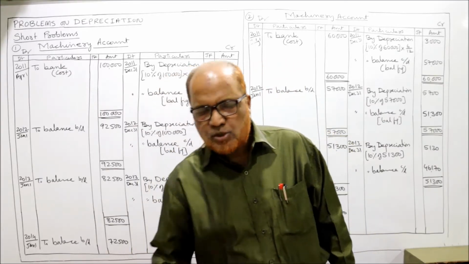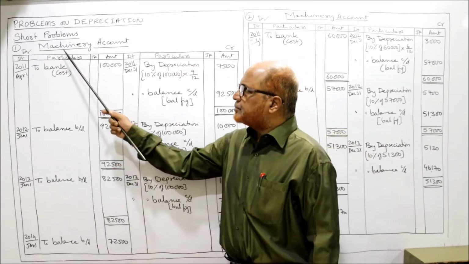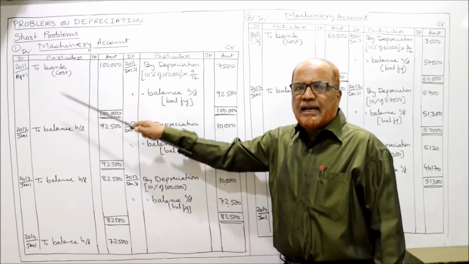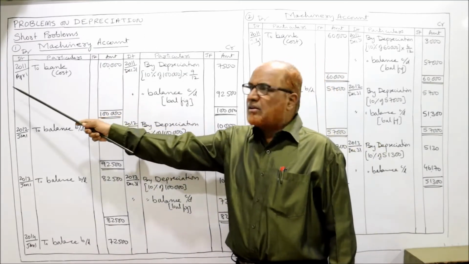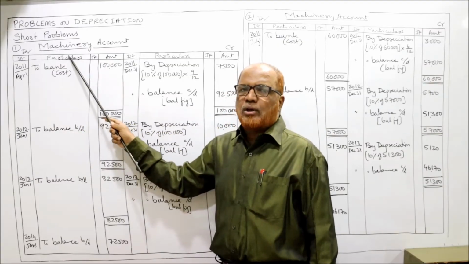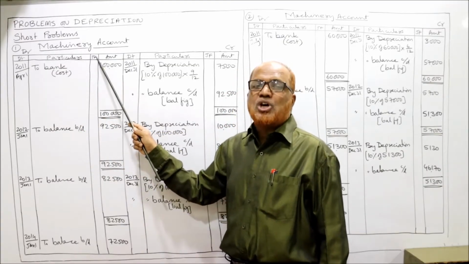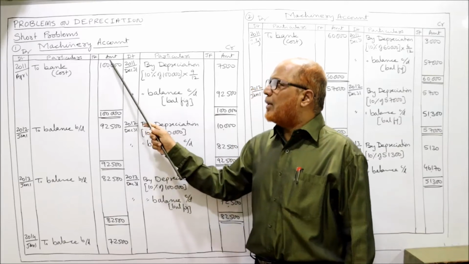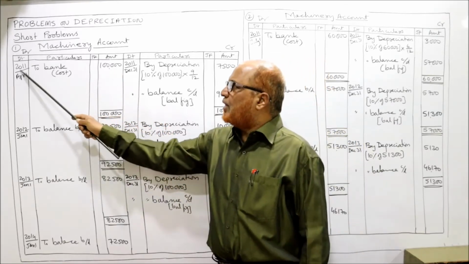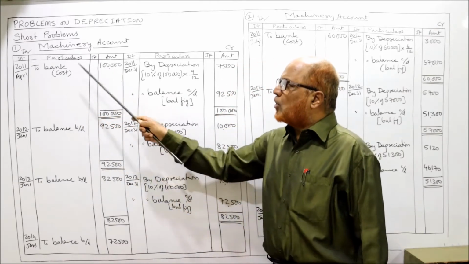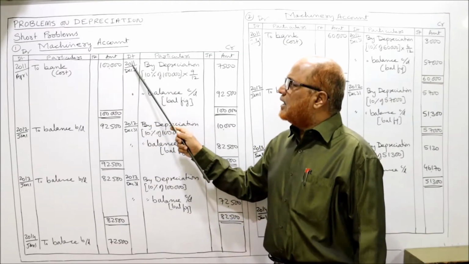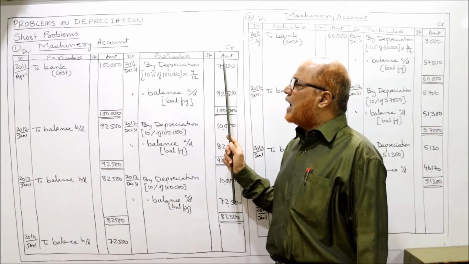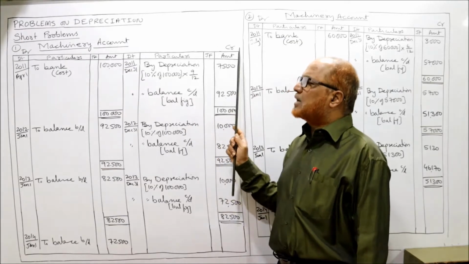Now the solution of this problem will be like this. Machinery account: a ledger account is opened having a debit side and credit side. On the debit side, we will have the date column, particulars column, JF (journal folio) column, then amount. So 1, 2, 3, 4: 4 columns on the debit side. The same 4 columns on the credit side: date, particulars, JF, amount.